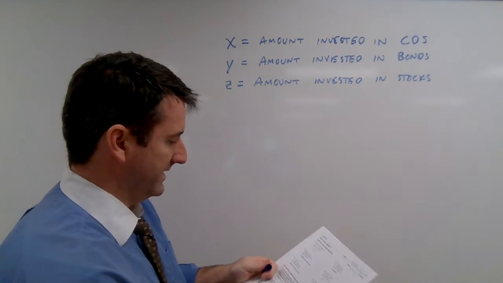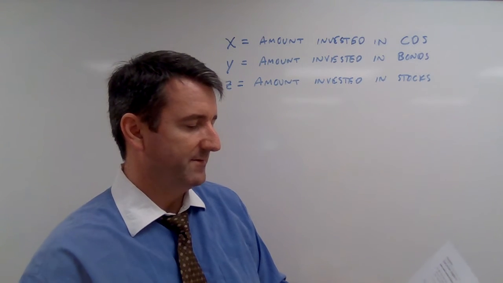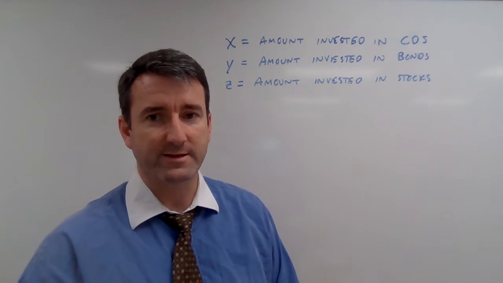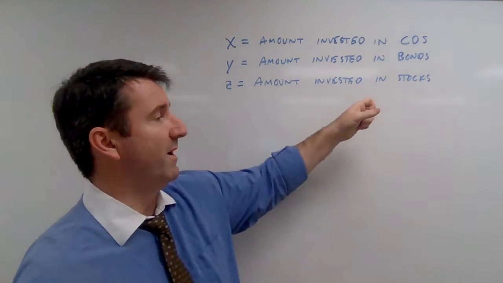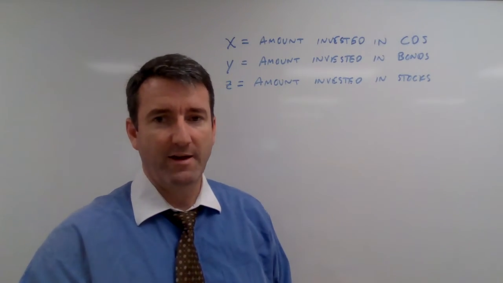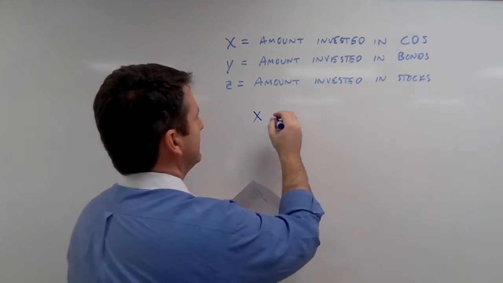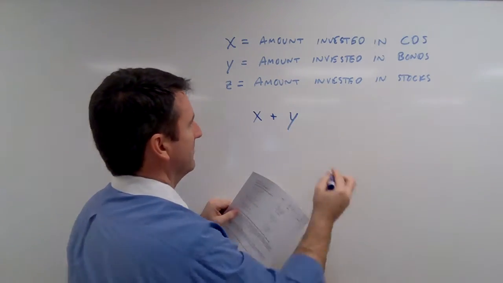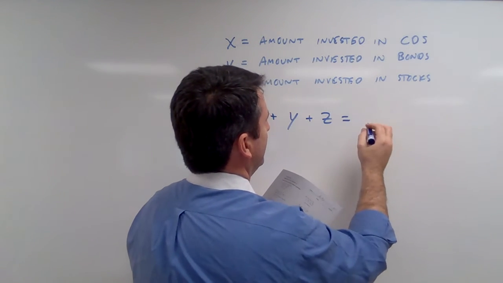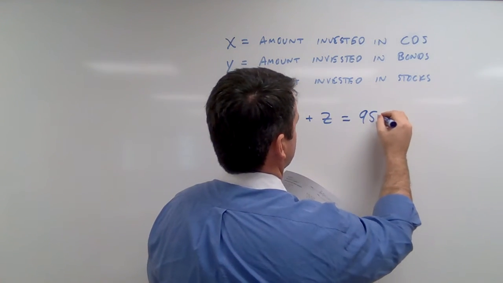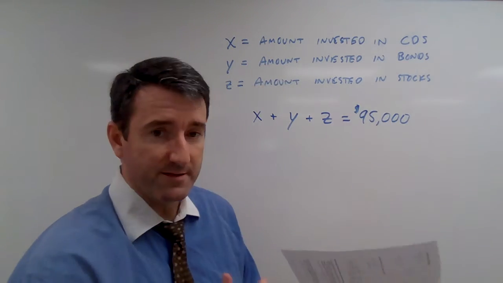The first equation is going to come from this first sentence. We're told that this investor has a portfolio of $95,000. That means that the total amount invested between CDs, bonds, and stocks is $95,000. So X, the amount invested in CDs, plus Y, the amount invested in bonds, plus Z, the amount invested in stocks, is equal to $95,000. All right, that's the first equation.